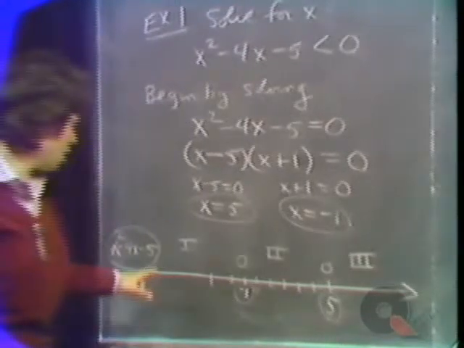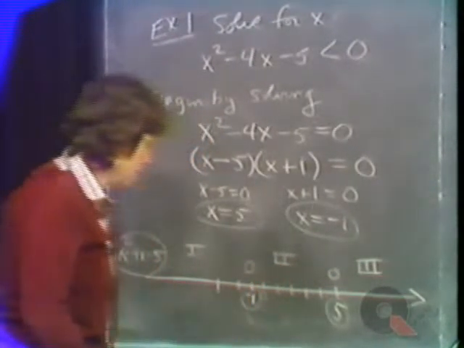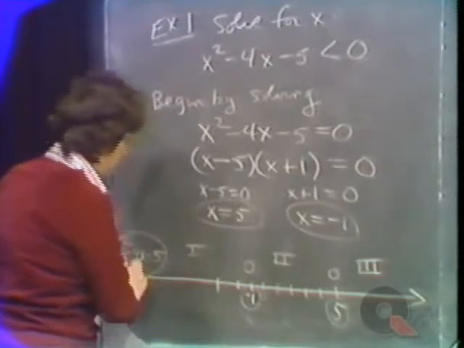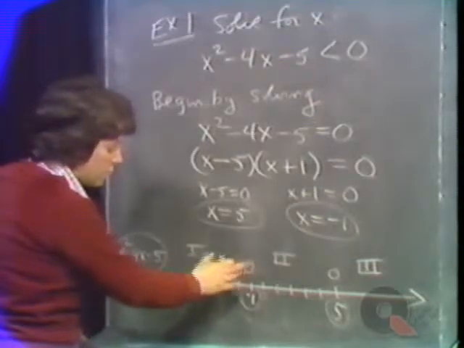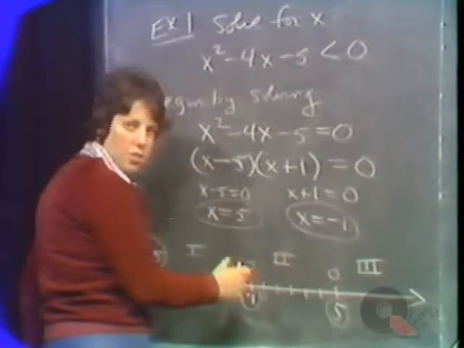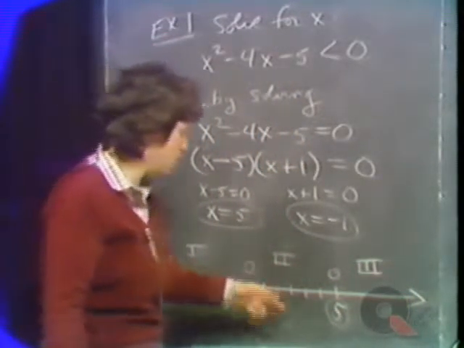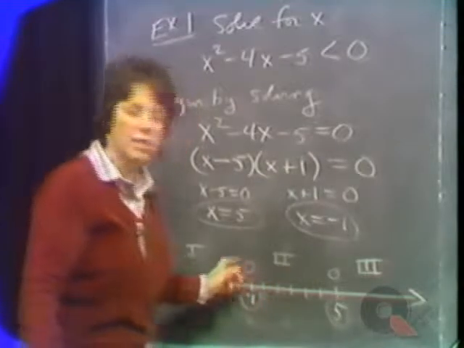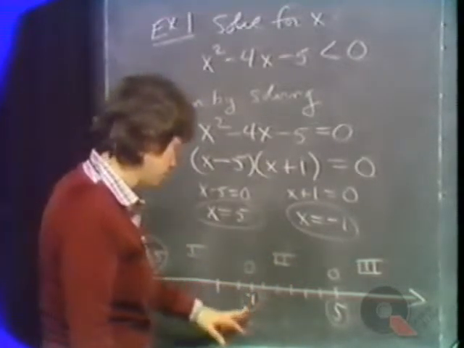So if the only times this takes on the value 0 is here and here, then throughout portion 1, this must have the same sign. It must always either be positive or negative. On portion 2 also, it must always be positive or negative. And on portion 3, always positive or negative. It cannot change signs unless it's passing through 0. The only way to go from plus to minus or minus to plus is to pass through 0.